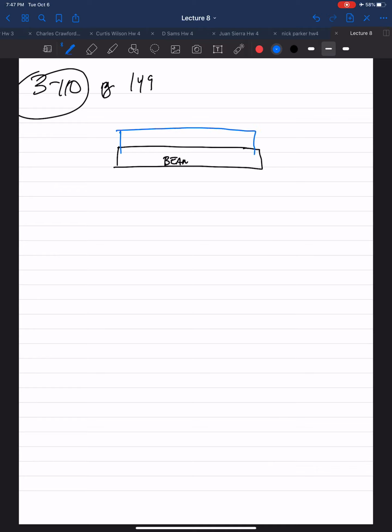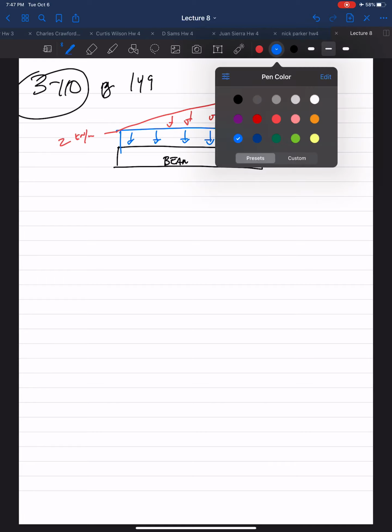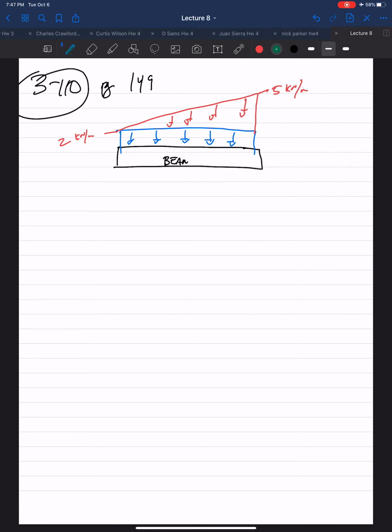We can model this loading as a rectangle plus a triangle. The best key is always to simplify your shapes to make your problem easier. Intensity here is given by 2 kilonewtons per meter, and here it's given by 5 kilonewtons per meter. This is point B, this is point A, this is 4 meters, this is 2 meters.